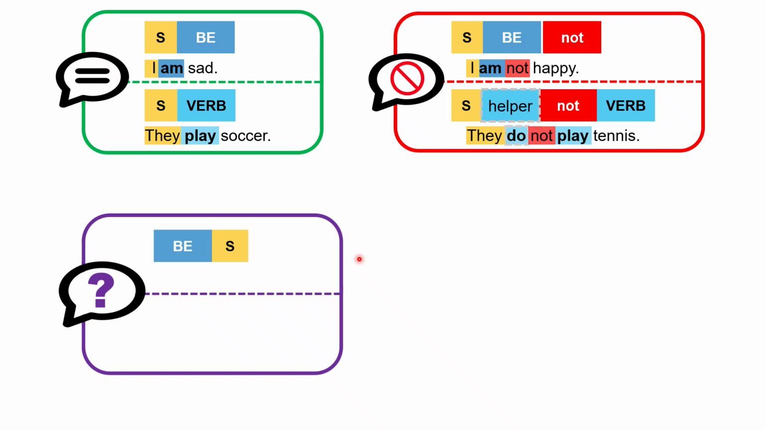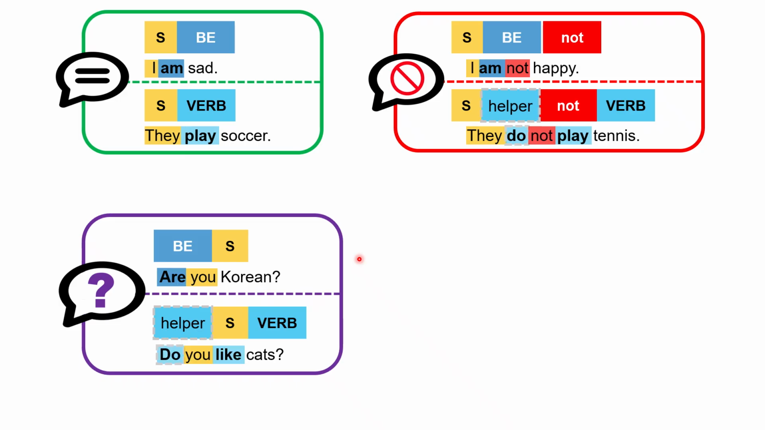For these, the verb comes first. Are you Korean? Is he tall? Is it in the box? The subject comes second. The verb comes first. For other verbs, we have to put the helper first. Do you like cats? Does he play soccer?